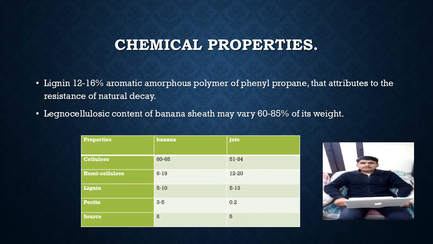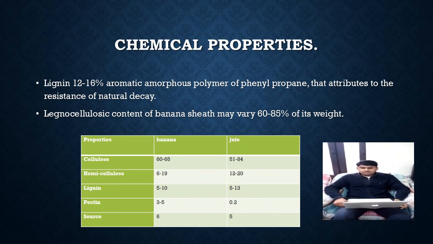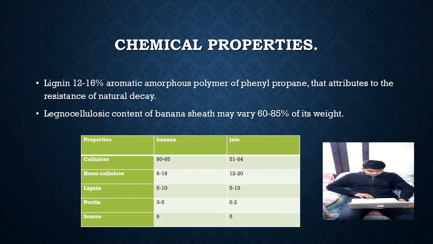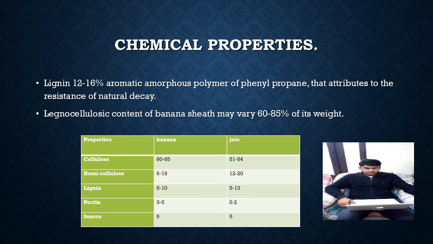And this is the second slide of chemical properties of banana fiber. The chemical composition of banana fibers contains mainly cellulose, hemicellulose and lignin. The total cellulose is almost 81.8%, alpha cellulose is 61.5%, and the residual gum is almost 41.9%. The lignin is 12 to 16%, an aromatic amorphous polymer of polysaccharides that attributes to the existence of natural decay.